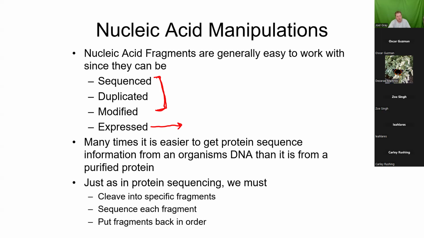Many times it is easier to get the protein sequence information from an organism's DNA than it is from a purified protein. So this, in essence, is basically saying it's easier to work with DNA. I'm going to say DNA greater than protein. And one of the reasons for that is if you think about a DNA molecule, it's a double helix that is inherently stable. It's different from an RNA molecule, which is typically a single strand or partially single-stranded molecule that can be easily hydrolyzed.